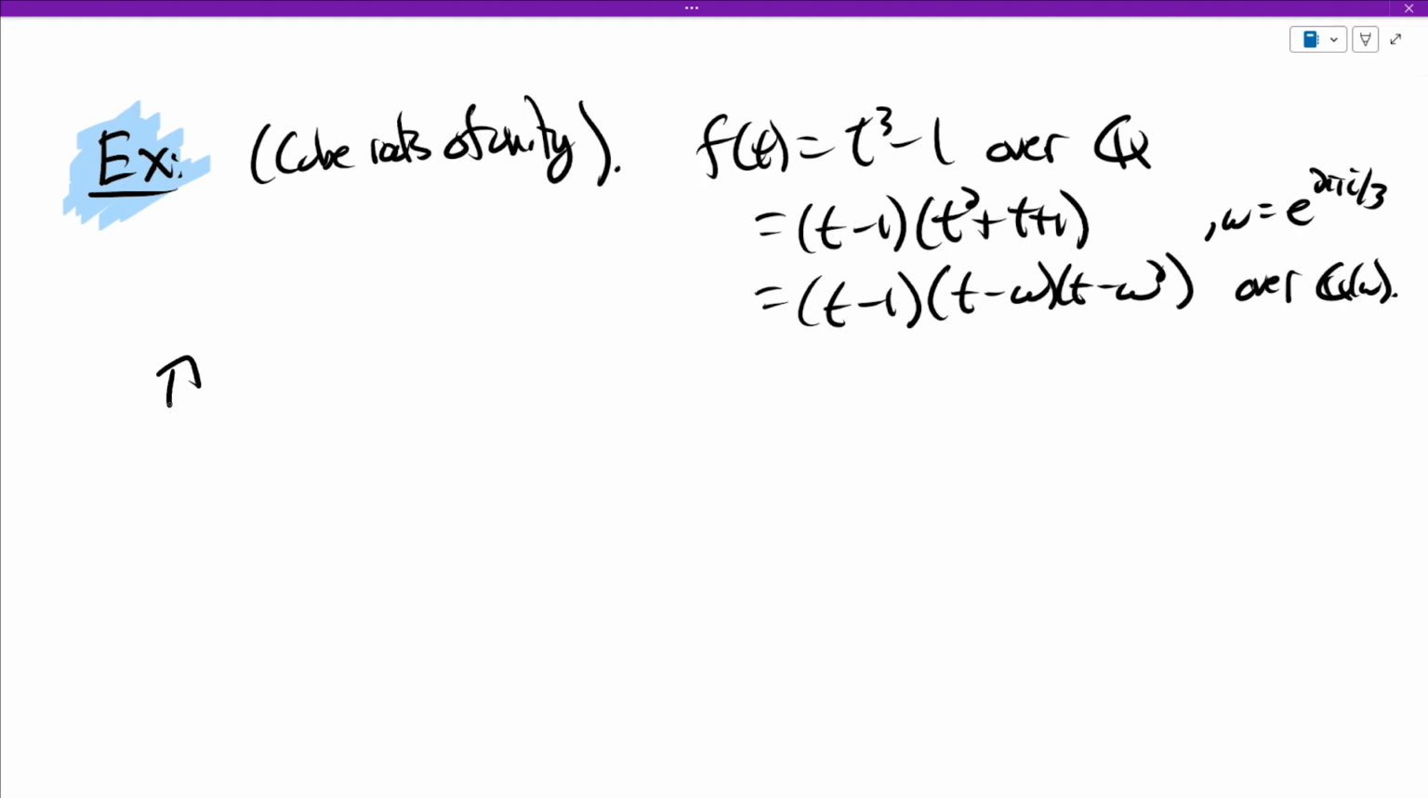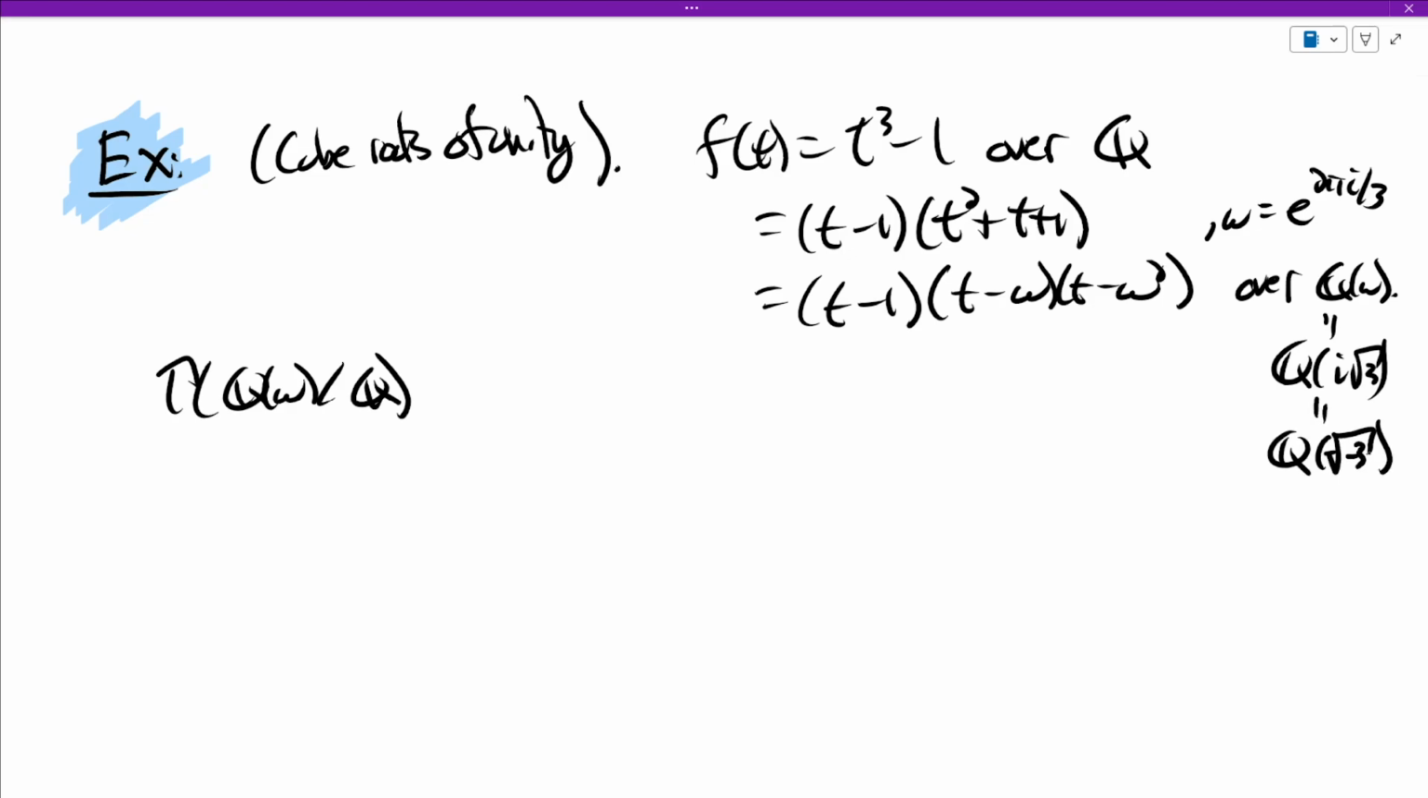So what's the Galois group of Q adjoin omega over Q? Well, we've seen this already. We're really just adding in i root 3, right? So Q adjoin omega is really just Q adjoin i root 3, which is like Q adjoin the square root of negative 3. So it's a quadratic extension, so it's Z mod 2.